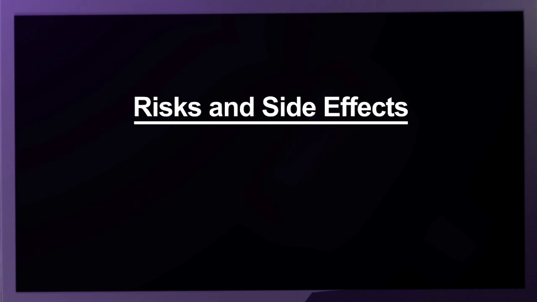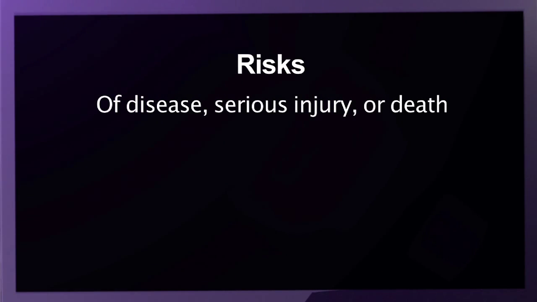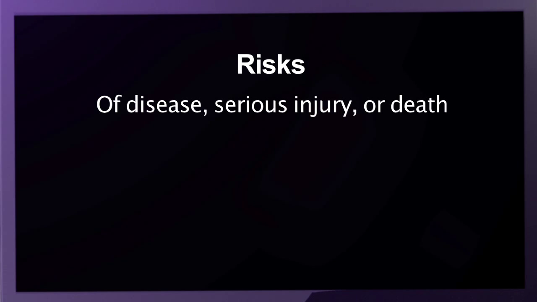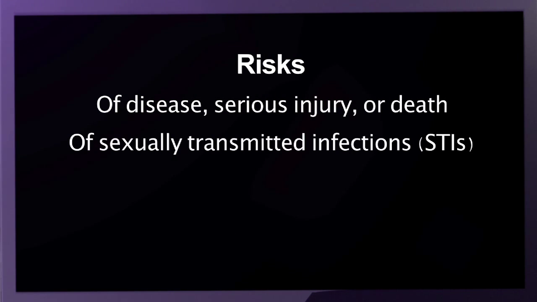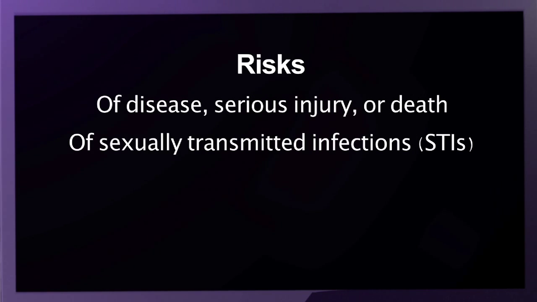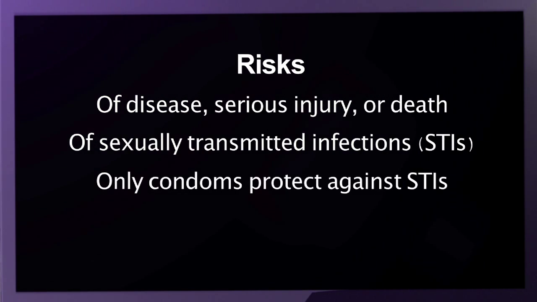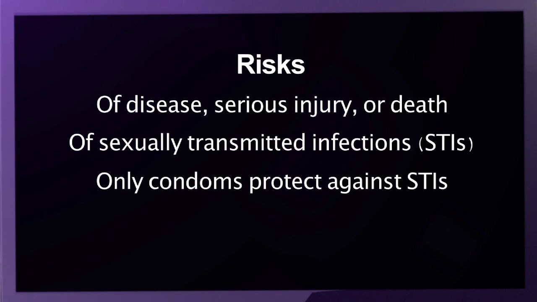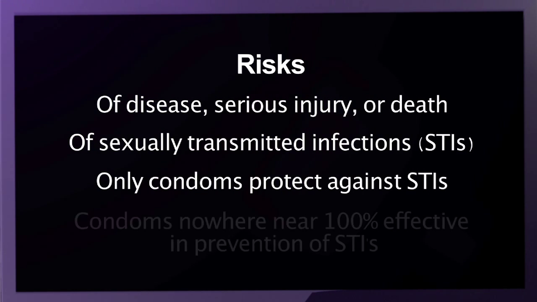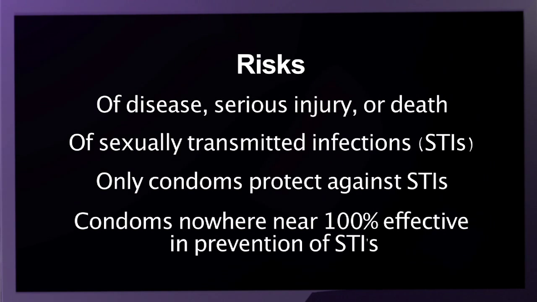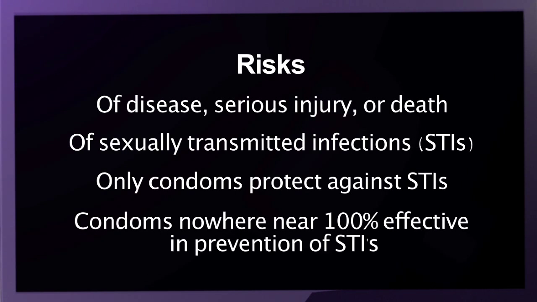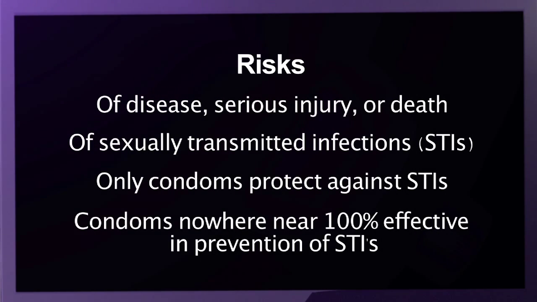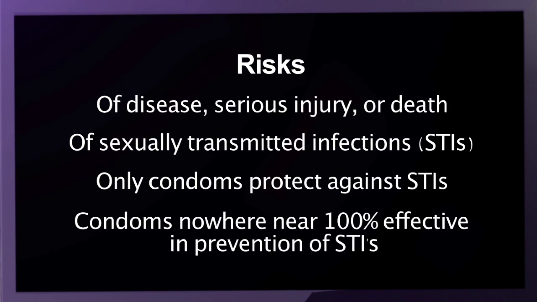When we speak of risk, we speak of the risk of disease, serious injury, or death. Included in this is the risk of sexually transmitted infections. These are indeed life-threatening and killers. None of the methods of contraception except condoms protect against sexually transmitted infections. And, as we'll discuss, even condoms are nowhere near 100% effective at preventing sexually transmitted infections.